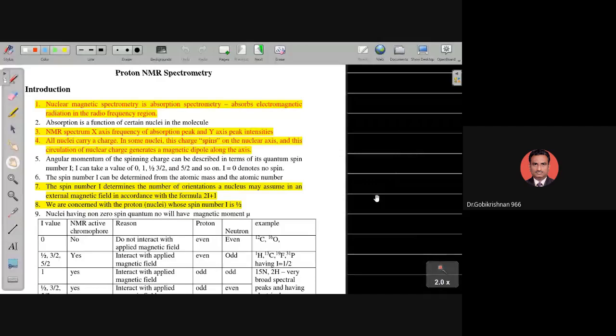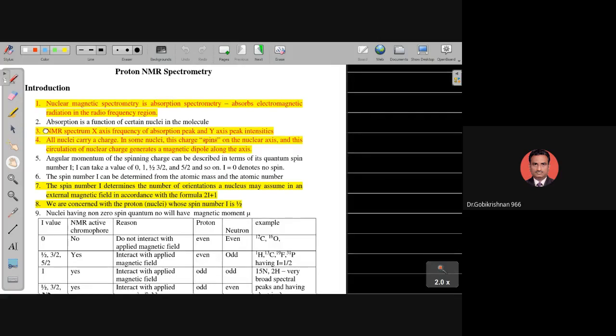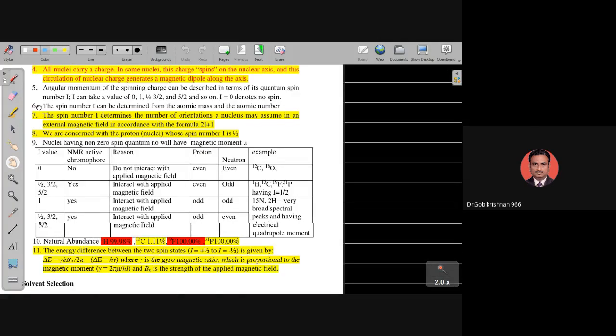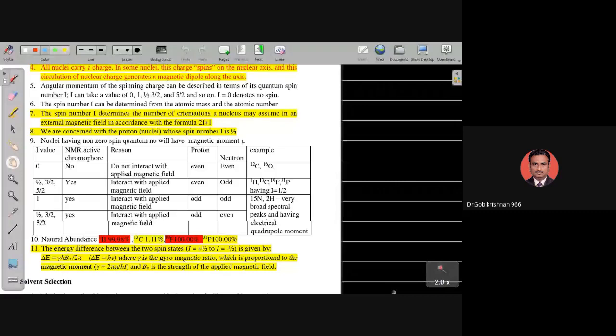Say for 0, that is C12 and O16, and for the case of 3/2, 5/2, and so on. For I equal to half, that is H1, C13, F19, and P31, like that. The natural abundance of H1 is 99.9 percent, and C13 is 1.11 percent only. And if you take F19, it is 10 percent, and the phosphorus is also 10 percent.